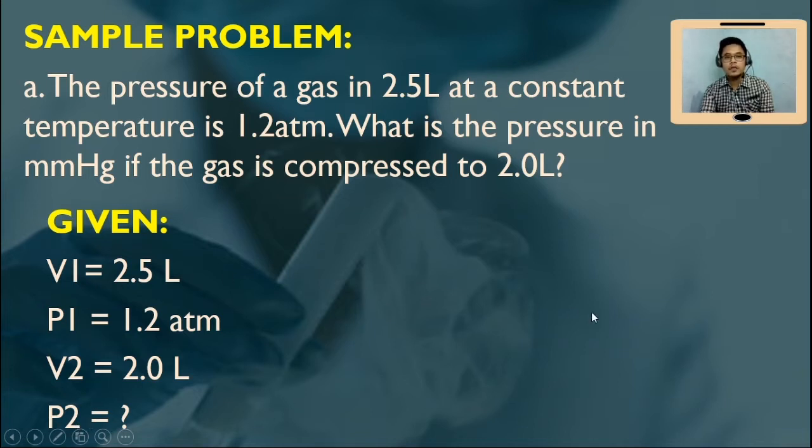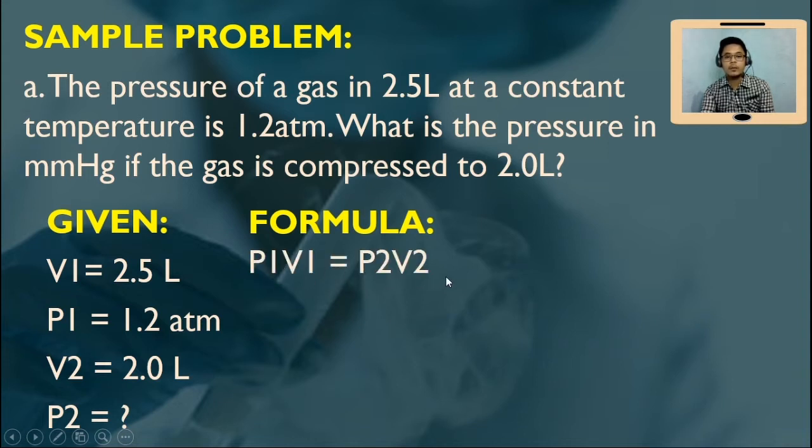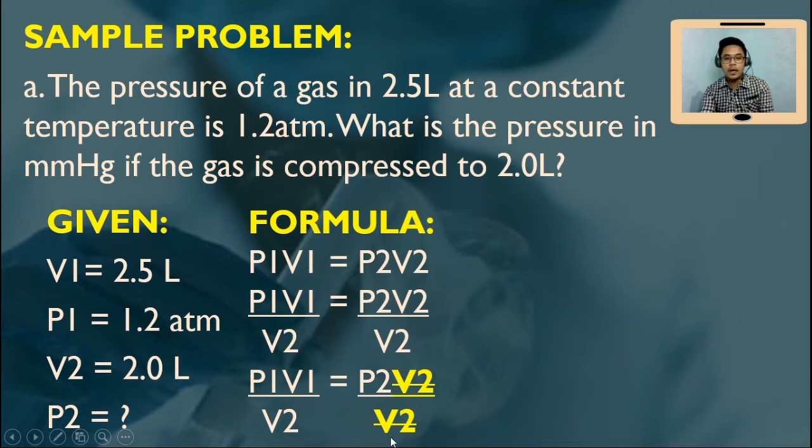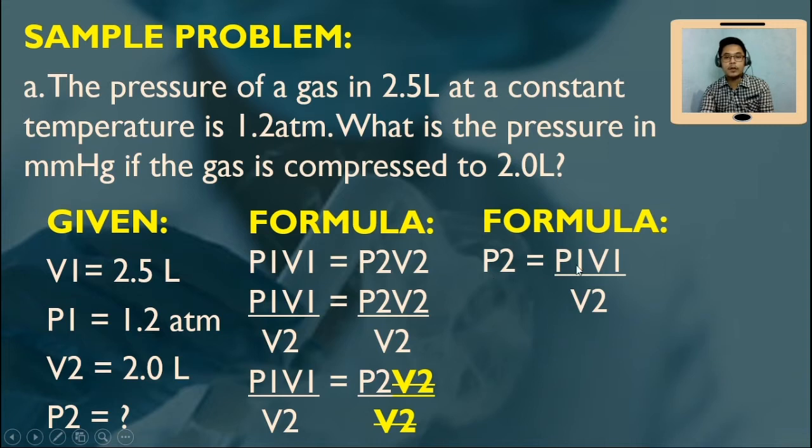And then from this, we're going to write the formula that we're going to use. So we have the original formula, which is P1 V1 is equal to P2 V2, wherein kung i-derive natin, yung P2 kasi yun yung kailangan natin dito. So ang mangyayari dyan, i-divide lang natin both sides by V2 para maiwan yung P2 dito. Dahil dinivide natin siya both sides by V2, makakancel yung V2 dito. And it will give you the formula P2 is equal to P1 V1 over V2.